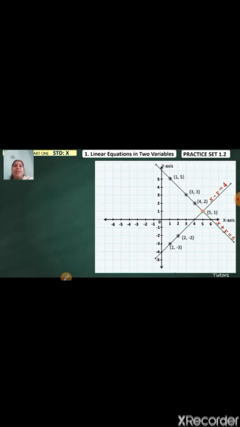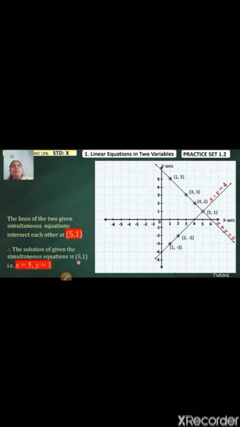We were supposed to find out x and y, and with the intersection we get this. The x coordinate is 5 and the y coordinate is 1. Hence we will write this as my final answer. The two lines intersect each other at a point, and that point is nothing but 5, 1. Hence, the solution of the simultaneous equation is x is equal to 5 and y is equal to 1. That will be a concluding statement. I hope you have understood this graphical method.